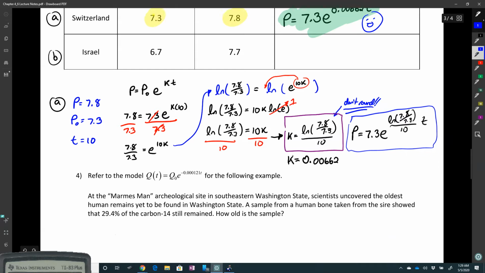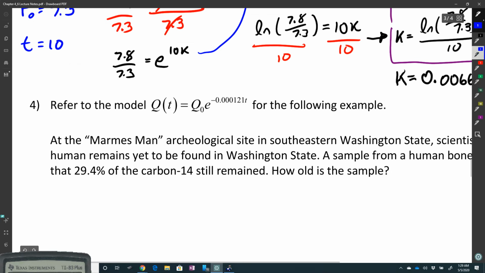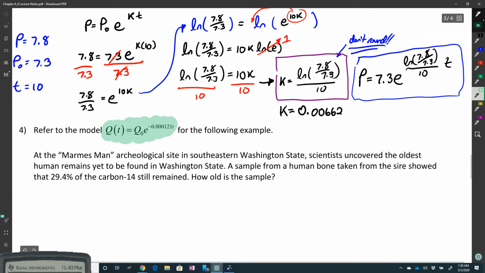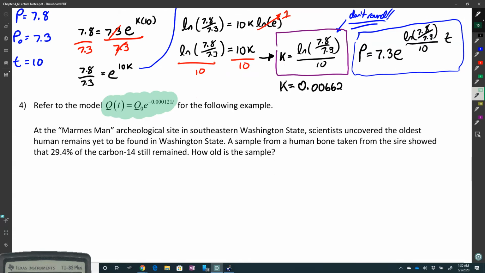Okay, so this next one is: refer to the model. So here they give us the equation. That's good. For the following example: At the Marmes Archaeological Site in southeastern Washington State, scientists uncovered the oldest human remains yet to be found in the state. A sample from a human bone taken from the site showed that 29.4% of the carbon-14 still remained. How old is the sample?